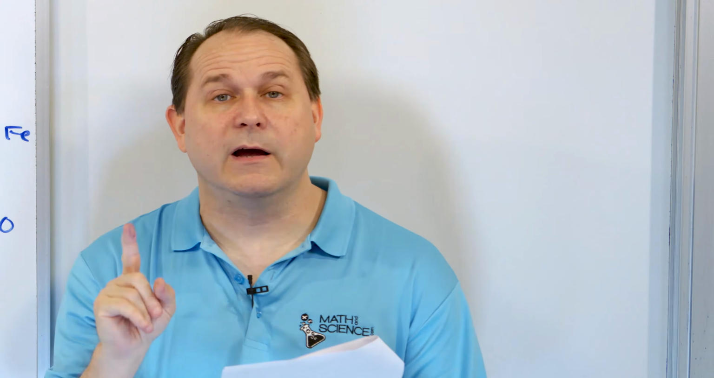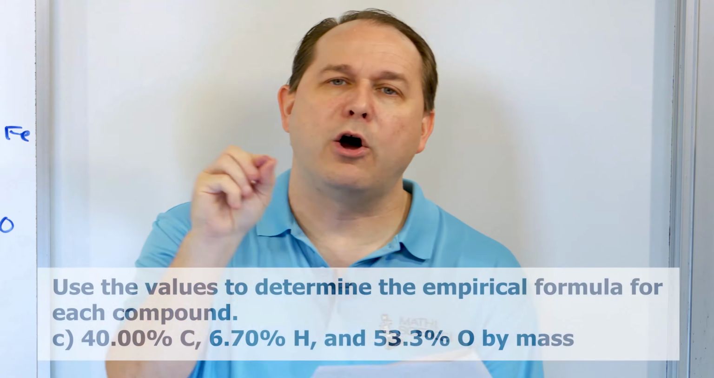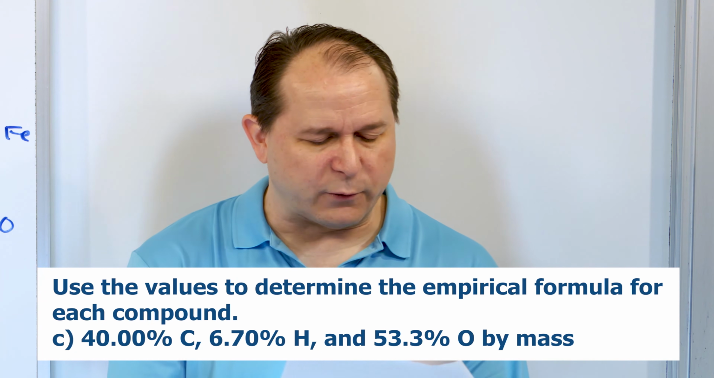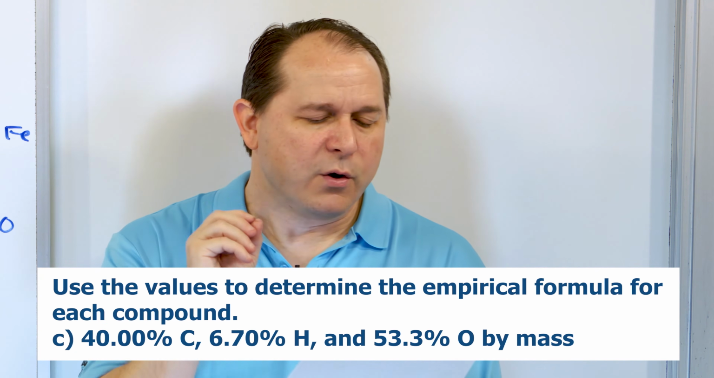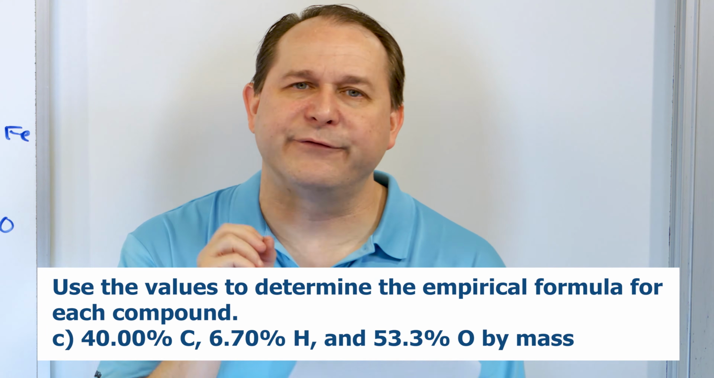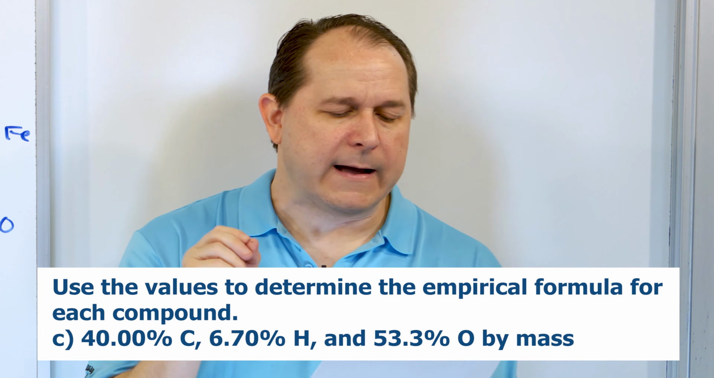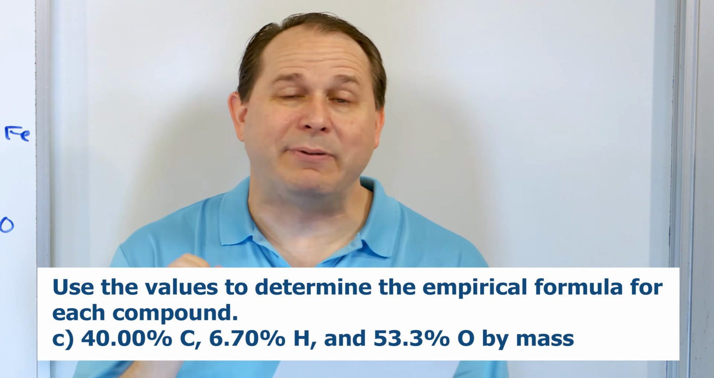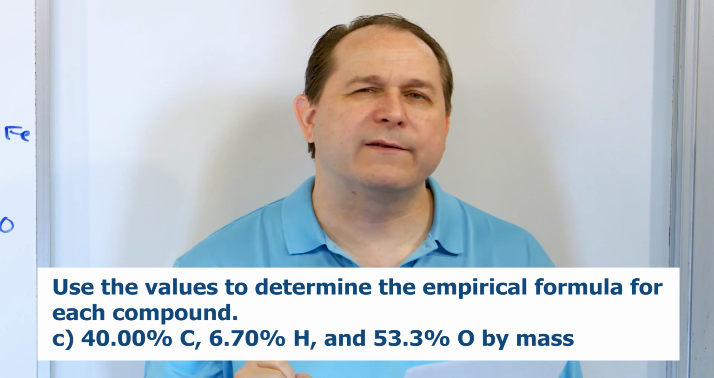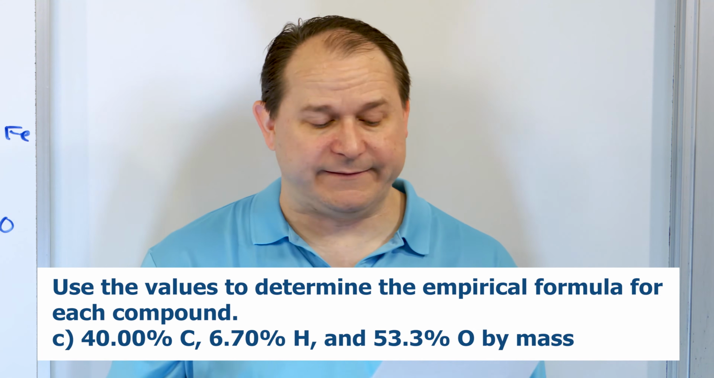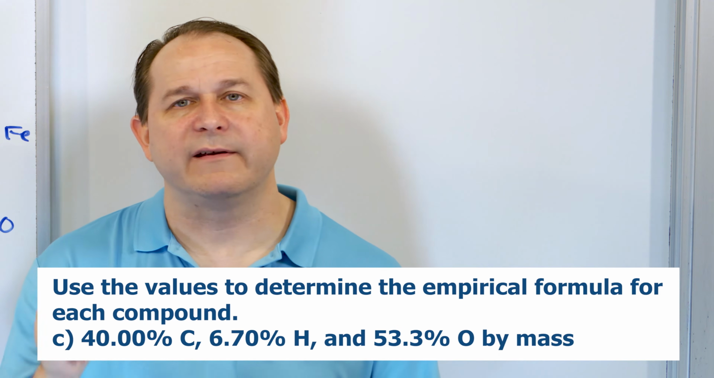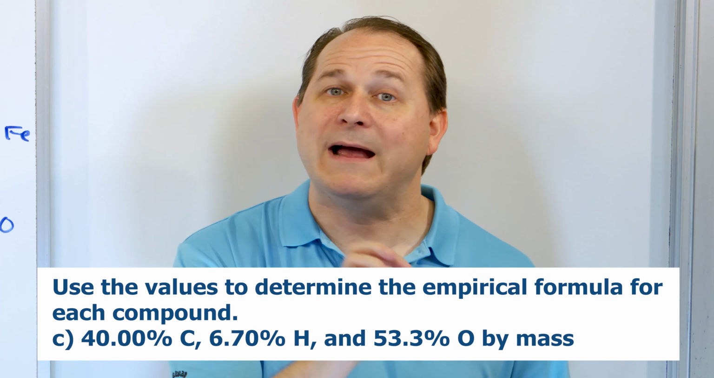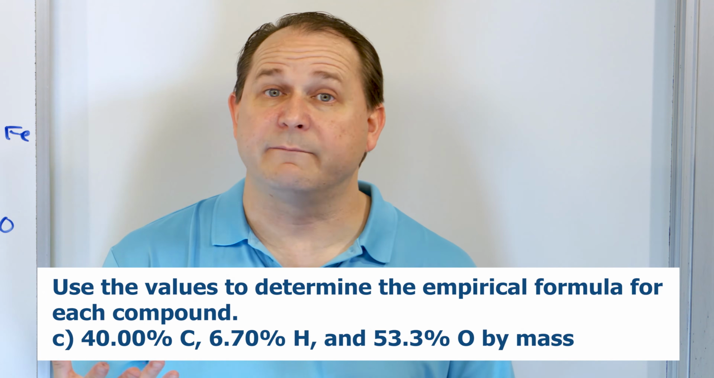Now this one's different because I'm giving you the information about all 3 of the atoms, but I'm giving it to you in a different way. What's the empirical formula when I have a sample that contains 40% carbon by mass, 6.7% hydrogen by mass, and 53.3% oxygen by mass. So when you are given percentages, usually it's going to specify if it's by mass or not, and this is what it means, it's by mass.